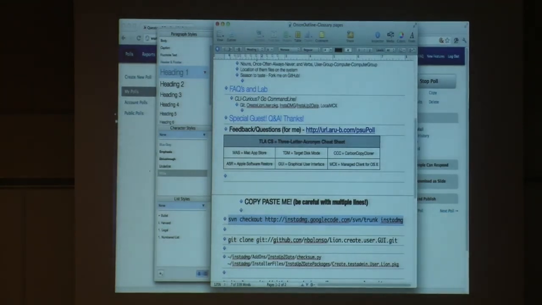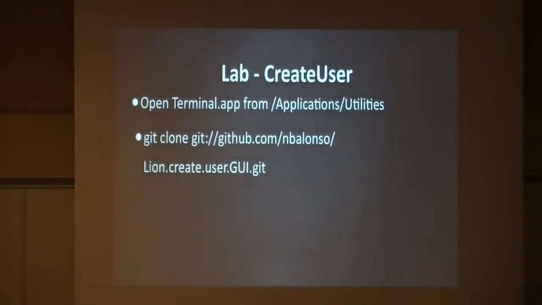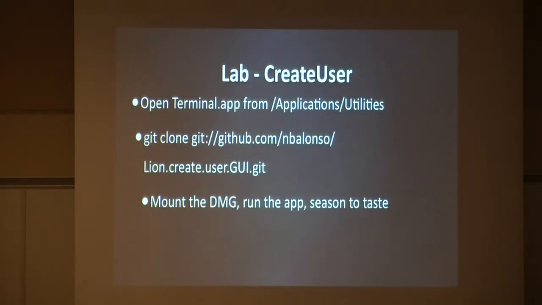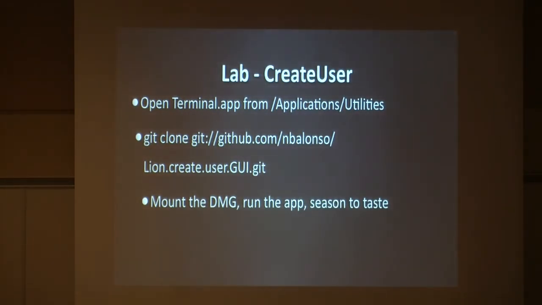I would like you guys to go ahead and open the application that we checked out when in git clone, right? There's an app in it. You have to mount the DMG first, okay? Sorry about that. First, you're git cloning to check out from the source control. Then you mount the DMG that ends up inside that folder. So in your Finder, inside of your home folder, will be a new folder called lion create user GUI.git.